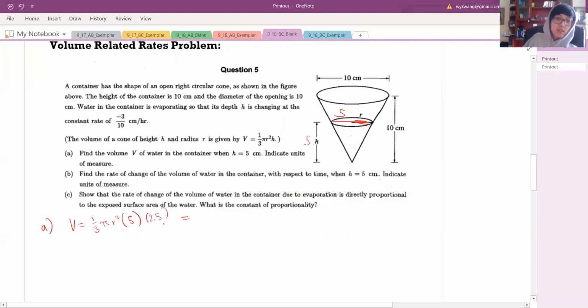Okay, sorry. We're substituting 2.5 in for r. So it's equal to 1/3 pi 2.5 squared times 5. So this whole thing is just equal to 125 over 12 pi centimeters cubed. That's what happens when you multiply this all out. Cool, so we got our answer. The volume is 125 over 12 pi.